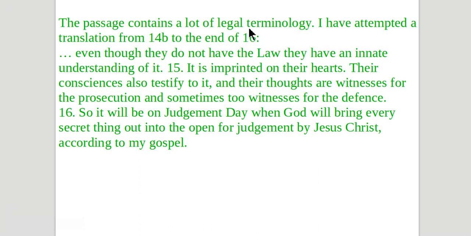So note here, this passage contains a lot of legal terminology. I've attempted a translation of this little section. Particularly here, their thoughts are witnesses for the prosecution sometimes, and sometimes two witnesses for the defense. So it's a court scene that I think Paul has in mind.